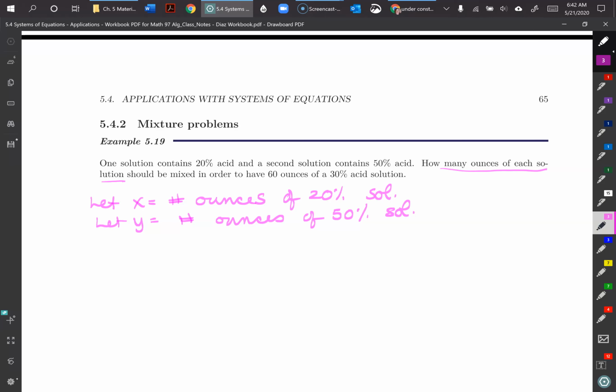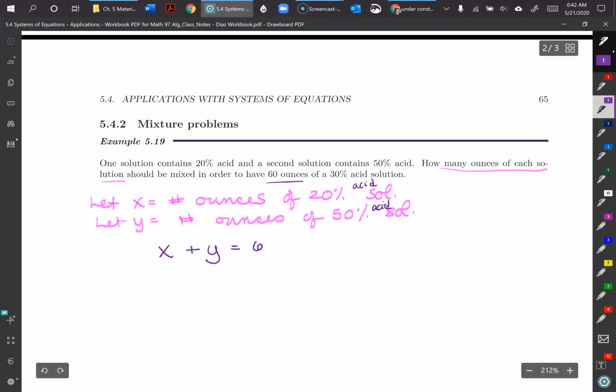And then we're going to set up our system. So we know that the number of ounces of the 20% acid, just write that in there, plus the number of ounces of our 50% acid equals our total number of ounces, which is 60. So again, we're setting up a system. That's our quantity.